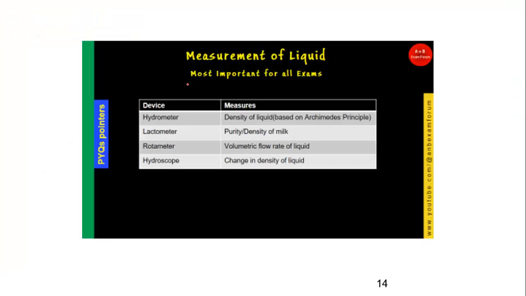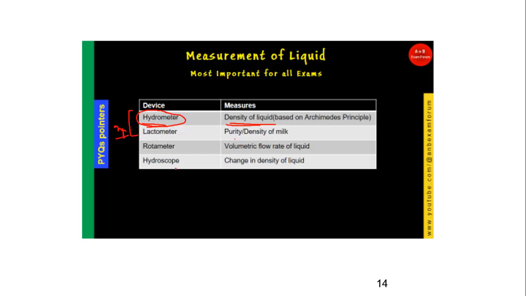And similar to this measurement, there are other important devices. The first one is hydrometer. Okay, so you should not mix it with hygrometer, which basically measures the humidity. This is the hydrometer. Just be careful while reading. It is hydrometer. It is going to measure the density of the liquid. Okay, hydrometer means the density of the liquid, whereas if you want to check the purity or the density of the milk, it is lactometer. So these two are very important.